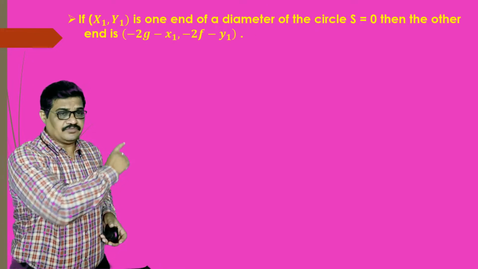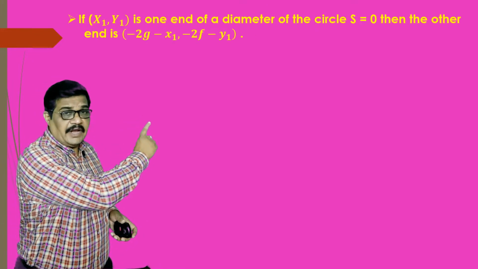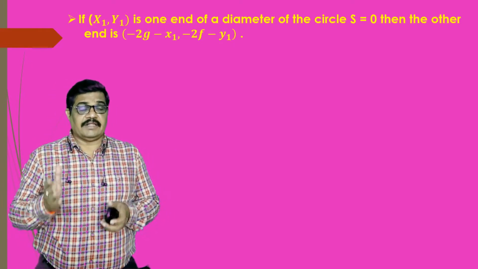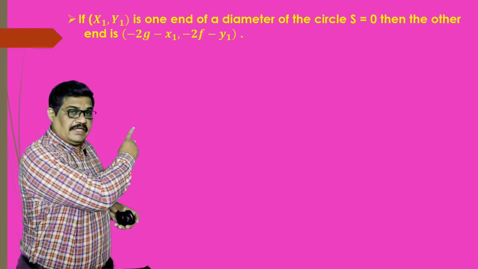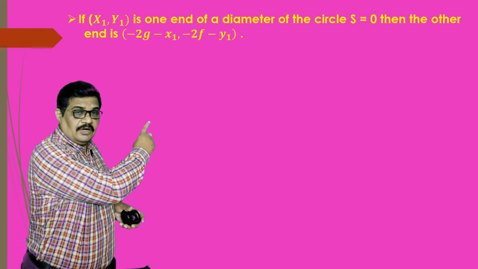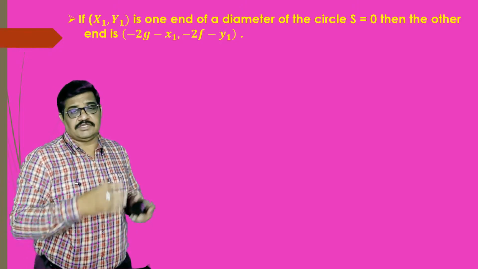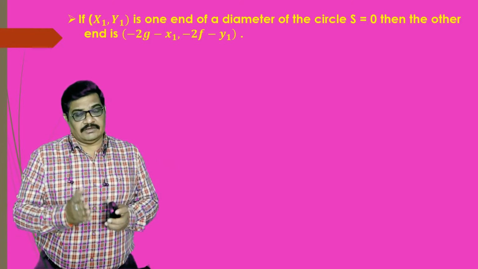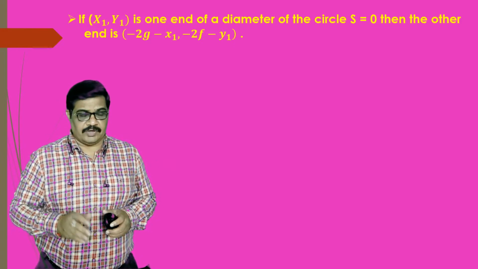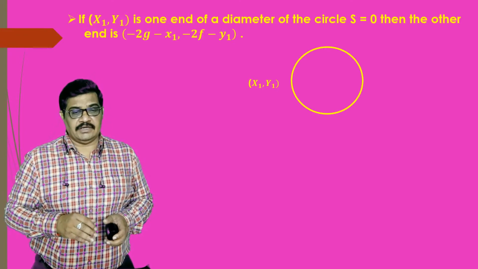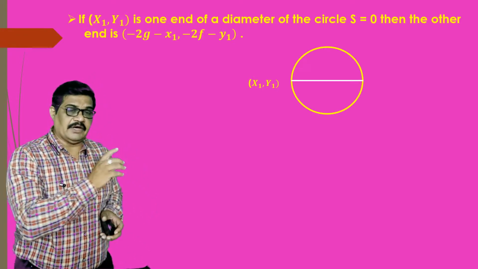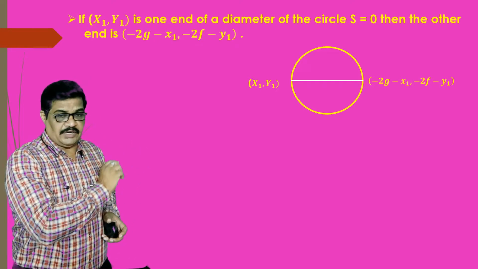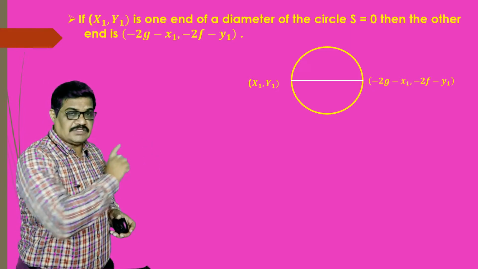Next, see that if (x1, y1) is one end of a diameter of a circle S equal to 0, then the other end is (minus 2g minus x1, minus 2f minus y1). These are the coordinates of the other end of the diameter. If we are given one end of the diameter as (x1, y1), see the diagram, this is the circle, then the other end has x coordinate minus 2g minus x1 and y coordinate minus 2f minus y1.